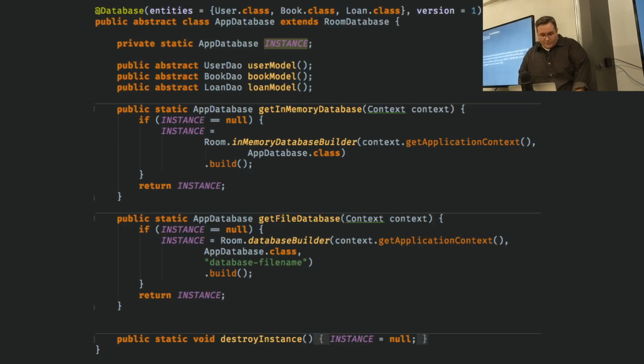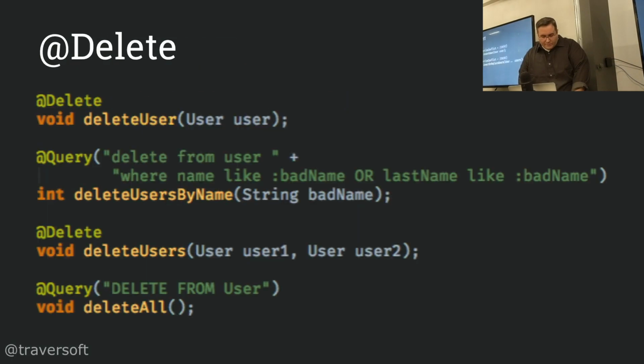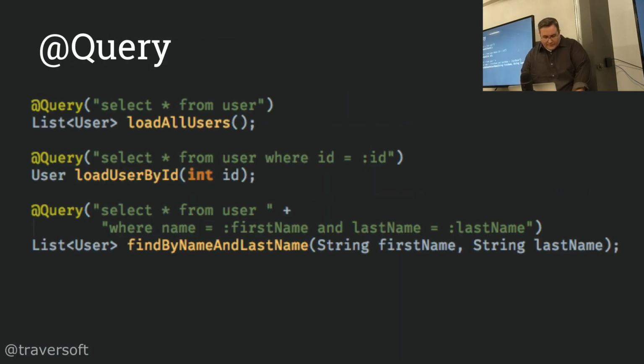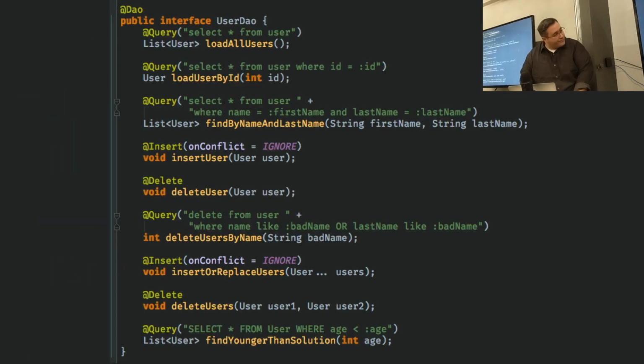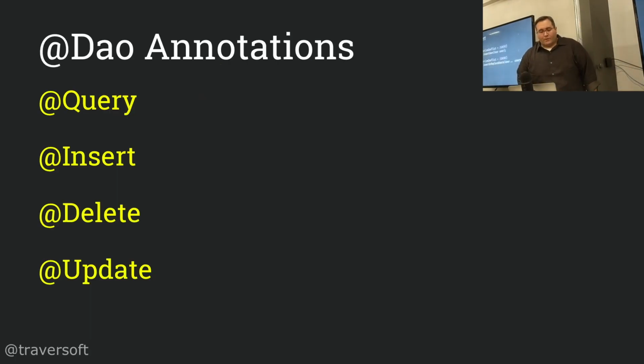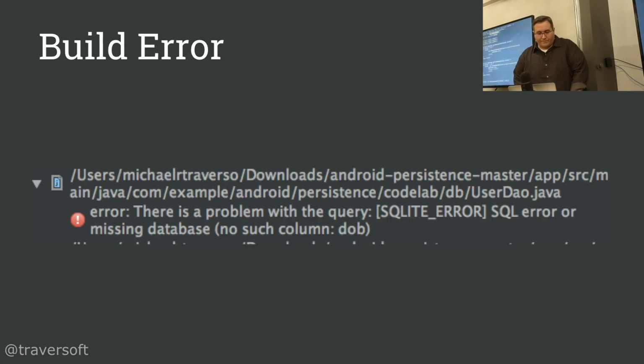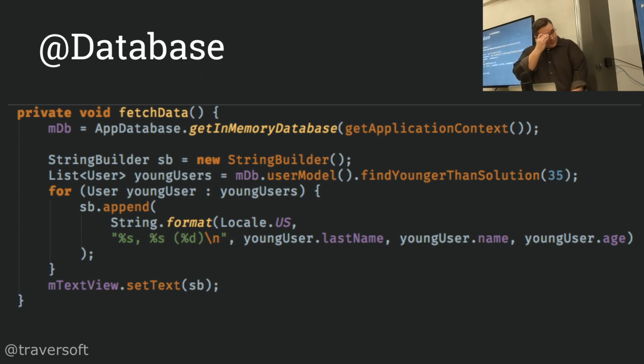All right. So if we go back a bit. Here at the bottom, we have the select star from user, where age is less than the parameter we pass in, and this is that find younger than solution. Okay. So we pass that back. We get a list. We iterate through the list, and we build a string off the string builder, and then set this text view to that.